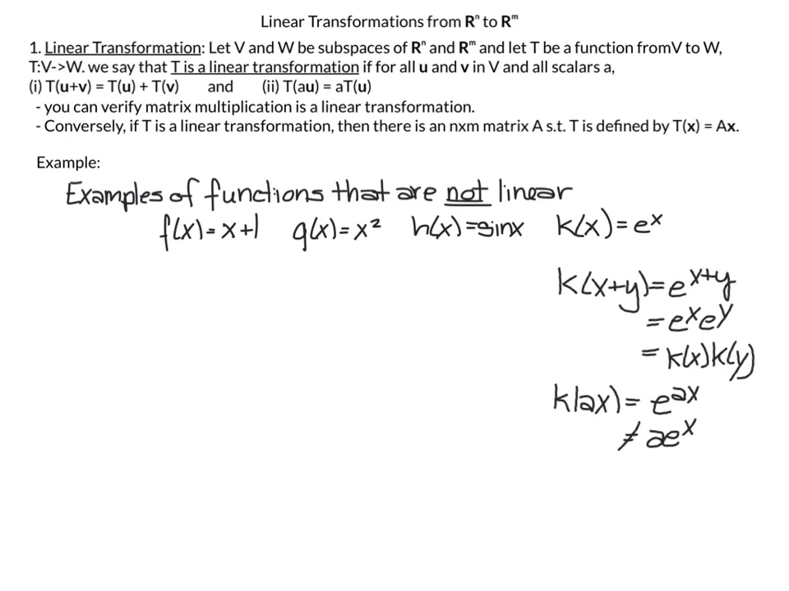And last, we have e to the x. So if we have k of x plus y, that's equal to e to the x plus y, e raised to the x plus y. Well, we can separate that to be e to the x, e to the y, which is equal to k(x), k(y). So far, actually, this condition holds. So let's look at the scalar multiplication. So k of ax is equal to e to the ax. Well, that does not equal a e to the x. So this here does not hold, so this transformation is not linear.